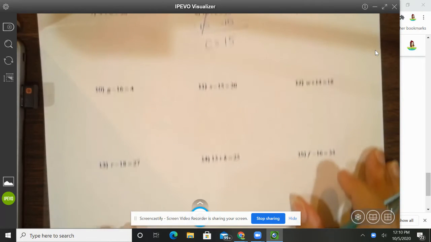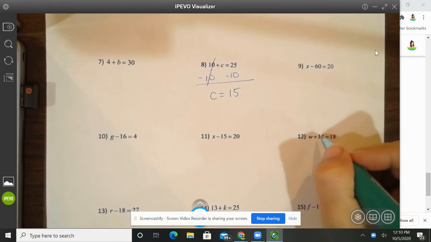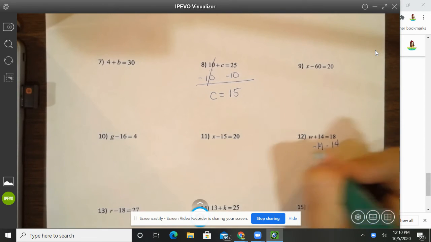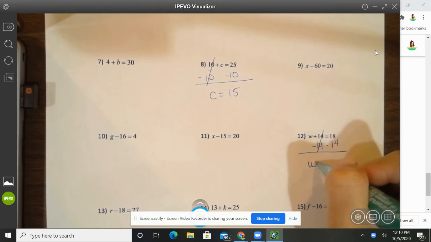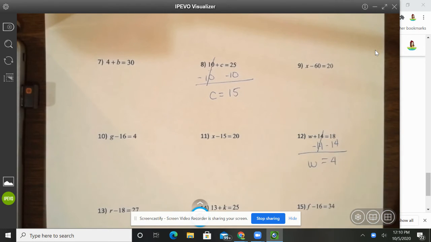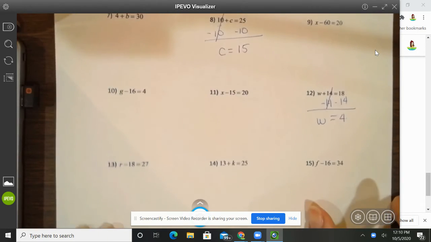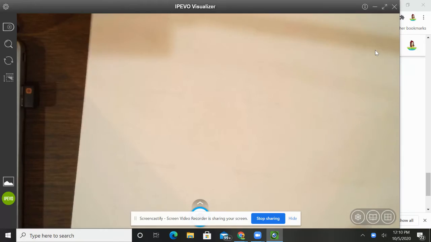Okay, so let's do one like this one. Minus 14 on this side, because that's adding, so the opposite is subtracting. That goes away, and then w equals 4. Is that true? 4 plus 14, is that 18? Yes, it is.